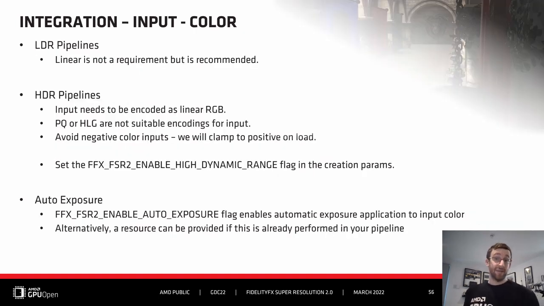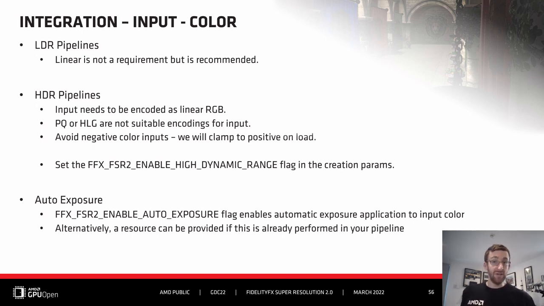Now for input color. For low dynamic range pipelines, we recommend it is supplied in linear format. For high dynamic range, the input needs to be linear RGB. PQ or HLG are not suitable. Negative color input should always be avoided, as the input is clamped.